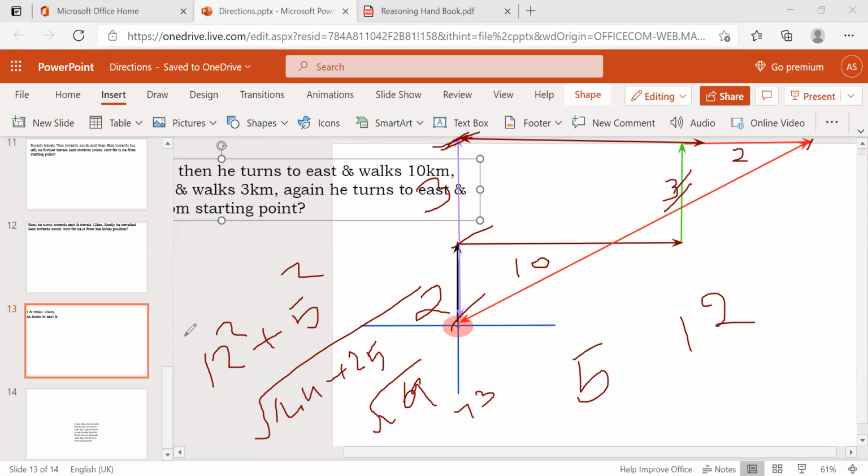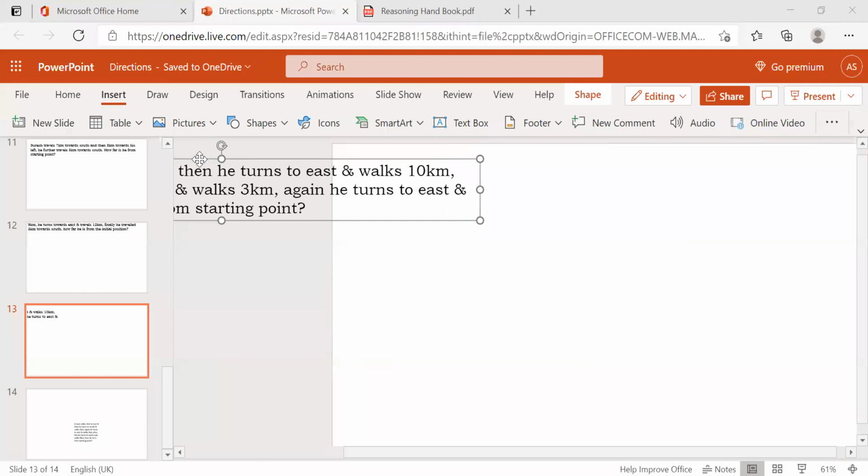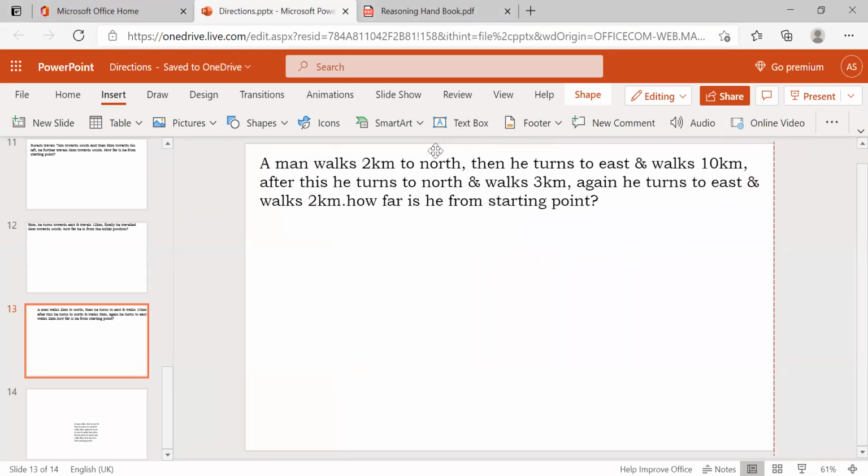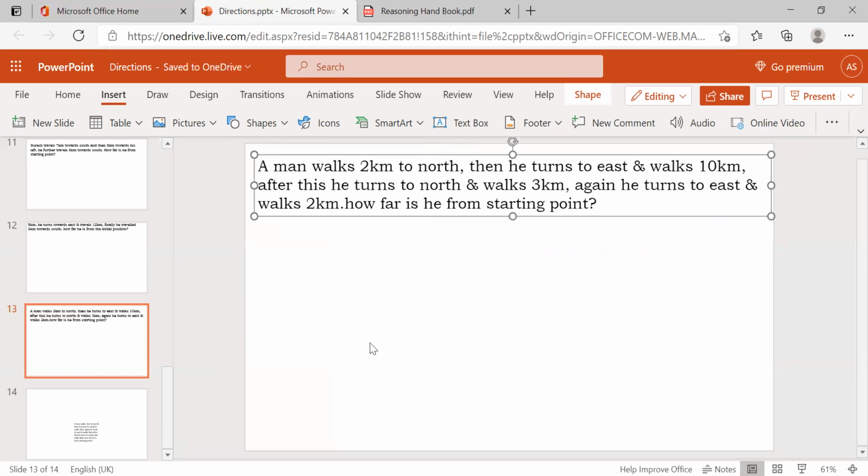So I'm going to clear this, and first of all I'll keep this question in the correct manner. Today we discussed the Pythagoras theorem. By using the Pythagoras theorem, we found how far he is from the starting point and which direction he is now. In the next class, we'll find out the angle based on the angles problems.